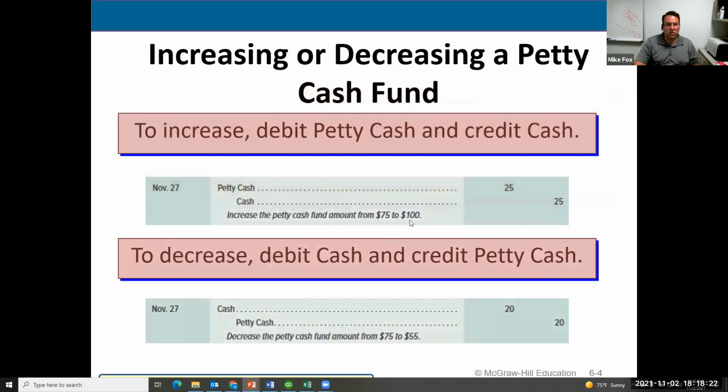So I'm going to move on to one more concept with petty cash. If we decide that having $75 in our petty cash fund isn't enough, then we can just do an entry to increase the petty cash fund. We would debit petty cash $25 and credit cash. Conversely, if we decide we don't need $75 in that petty cash fund, or it's too much risk having that much in there, we can do a journal entry that does the opposite. We can debit cash, so pull money out of petty cash and put it back into our checking account or our cash fund.